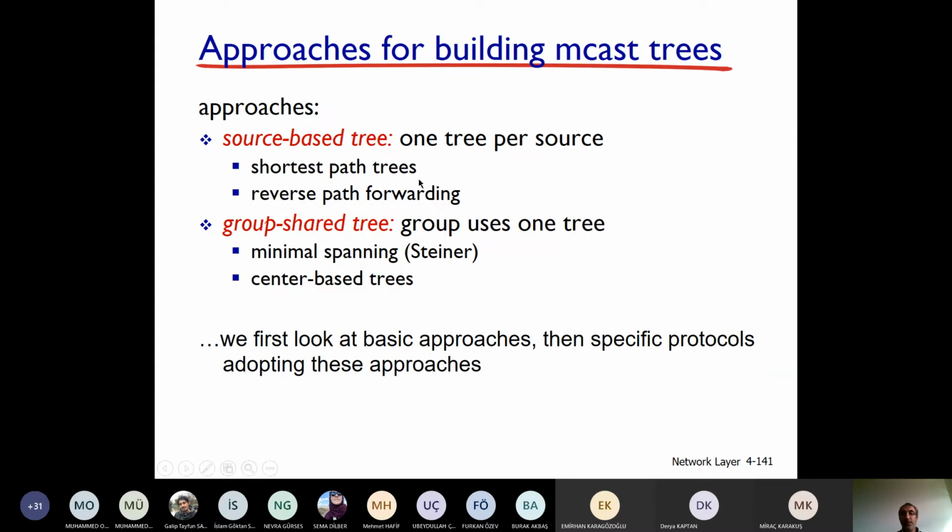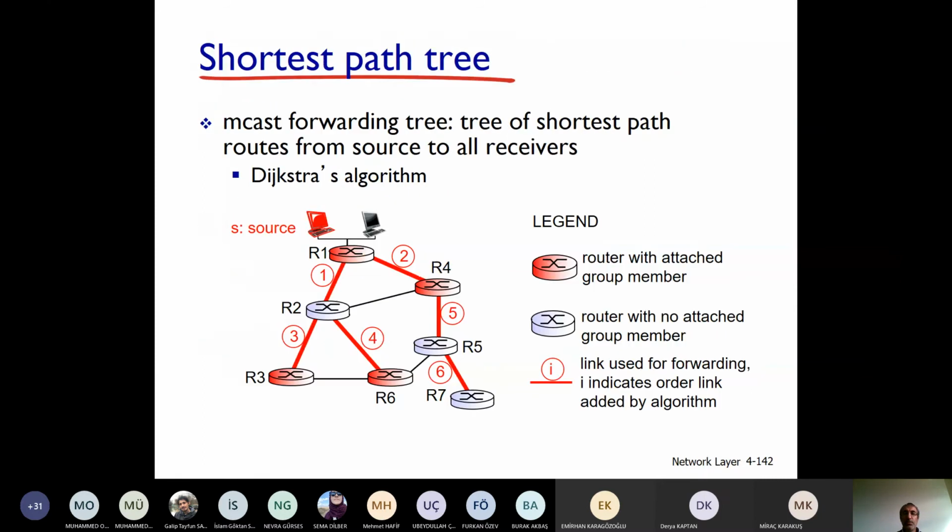We're going to first look at these basic approaches, then talk about some practical protocols that we use in the current internet environment. So let's start with the source-based tree. The multicast forwarding tree, in this case, is a tree of shortest path routes from the source to all receivers.